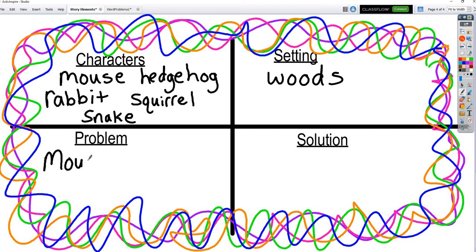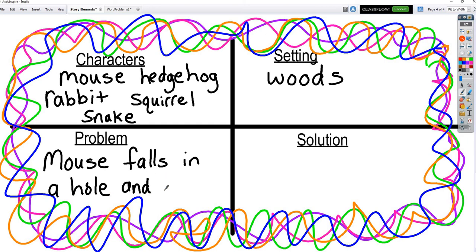So, Mouse falls in a hole, and he what? Yeah, and he can't get out. So, and he can't get out.